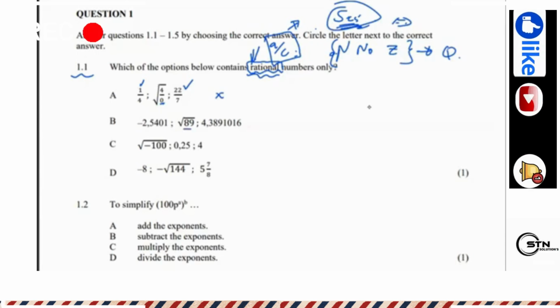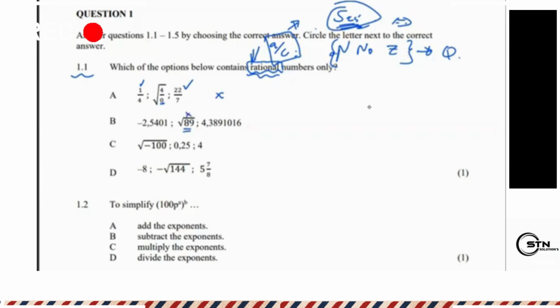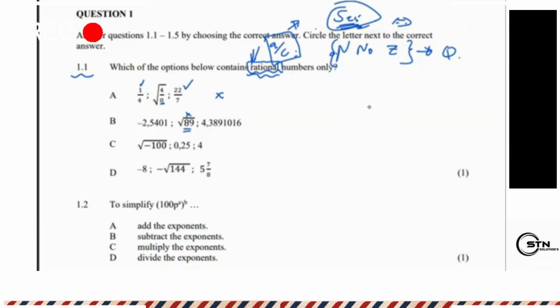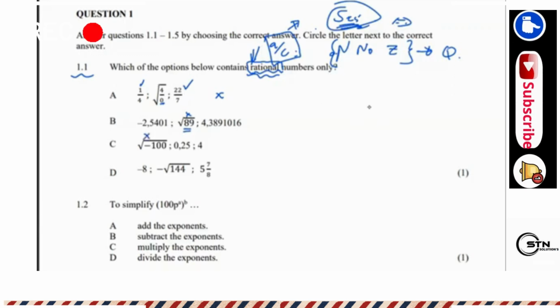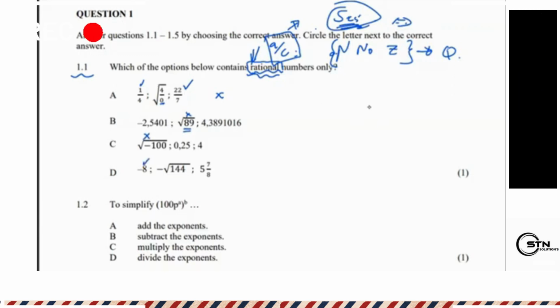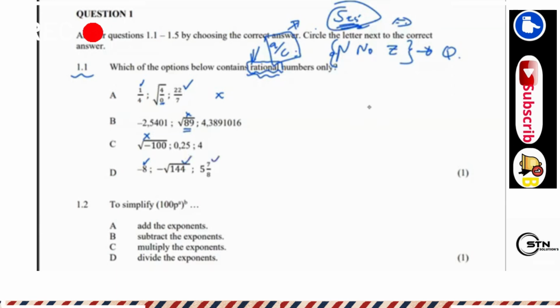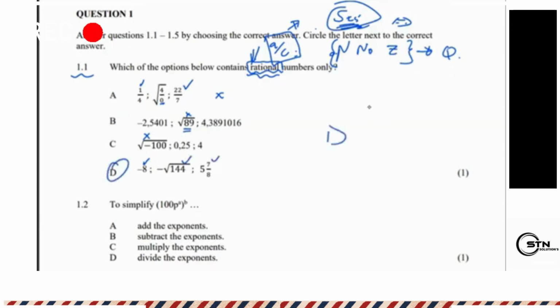Negative 2,5401, square root of 89. 89 is not a perfect square, so this kills the question. Square root of negative 100, we can never get the square root of a negative number. We don't have it, okay, at our level. So this is also out, and we are only left with one answer. Negative 8 is an integer, which means it's a rational. Square root of 144 is 12 with a negative, that's okay, and then this is a mixed fraction. So option D is the most correct answer there.